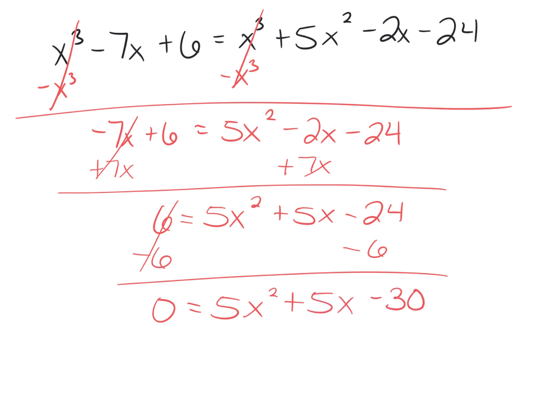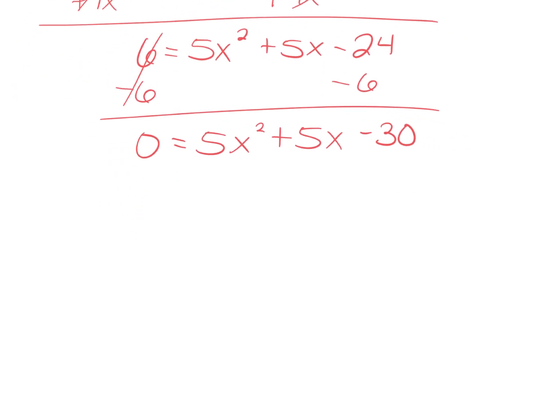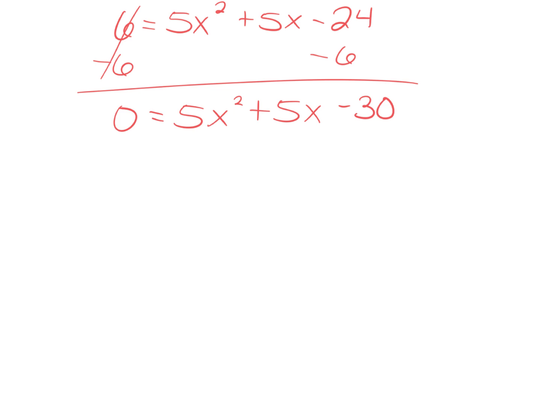Why did I put a 0 here? Right, because there's nothing left. How many of you don't like it this way? How many of you want 0 on the other side? Can we do that? Can we flip it? We can flip it, right? Just flip it. 5x squared plus 5x minus 30 equals 0. It's the same thing.